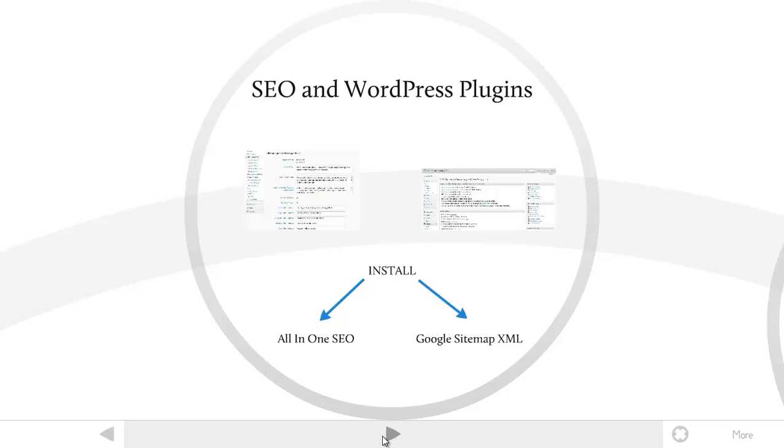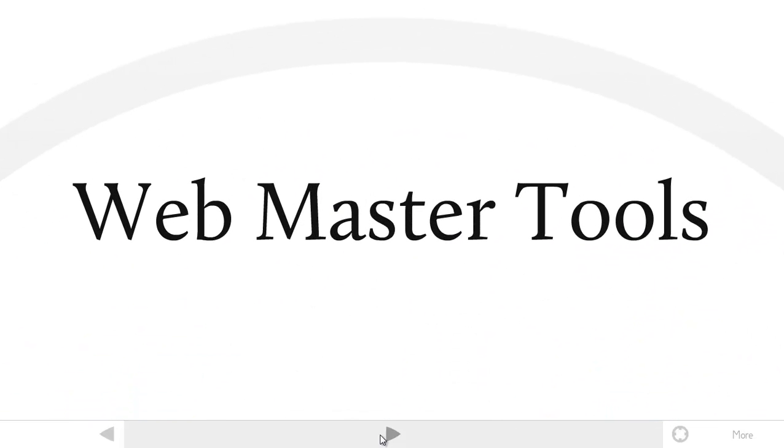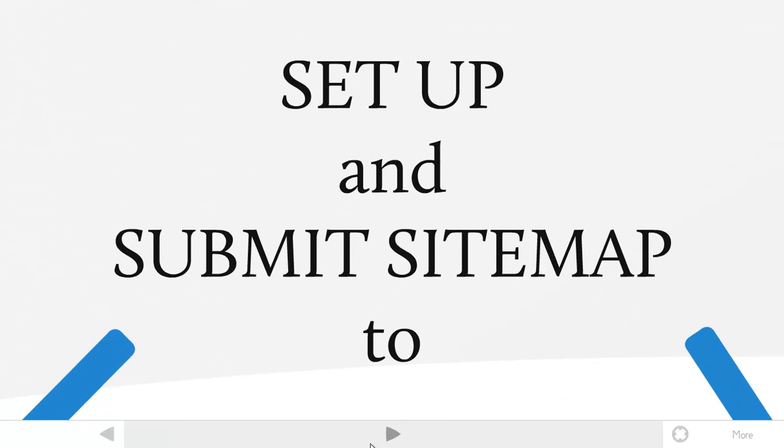Now what we need to do is tell Google about our sitemap and tell Google about our website. So you'll hear something called Webmaster Tools. And Webmaster Tools starts off with submitting your sitemap. So you need to tell all the search engines about it.